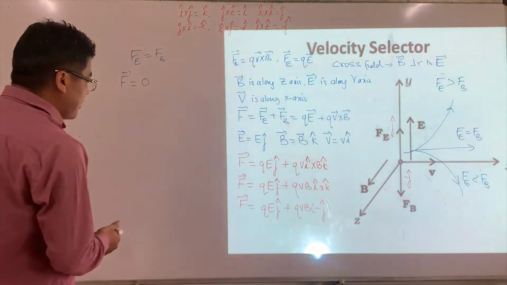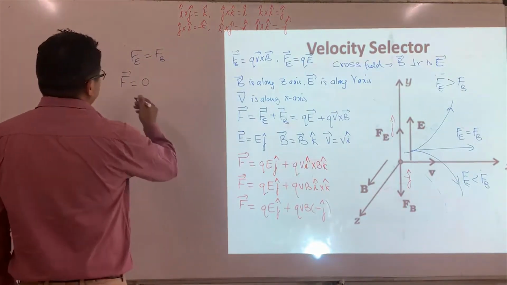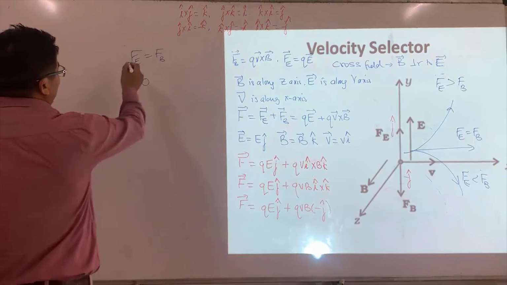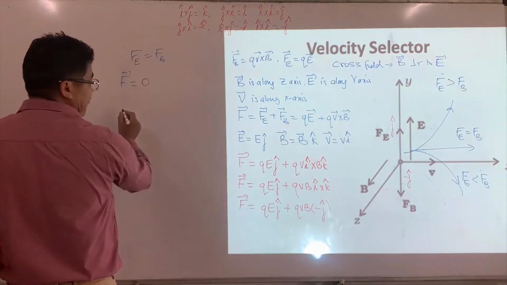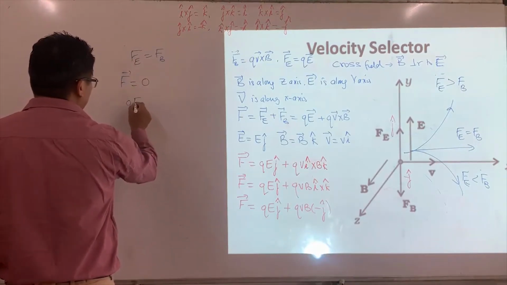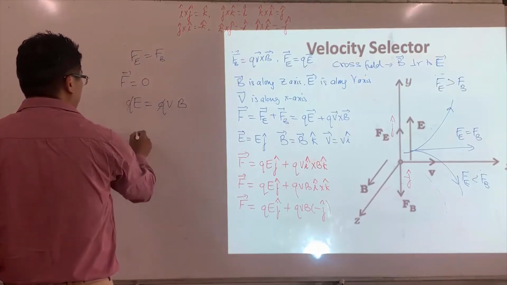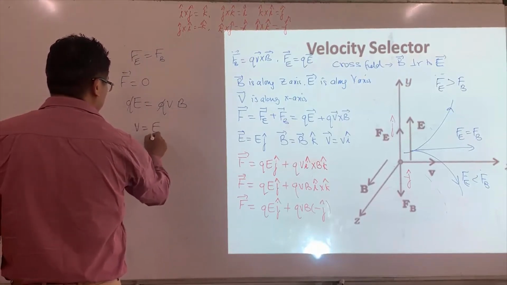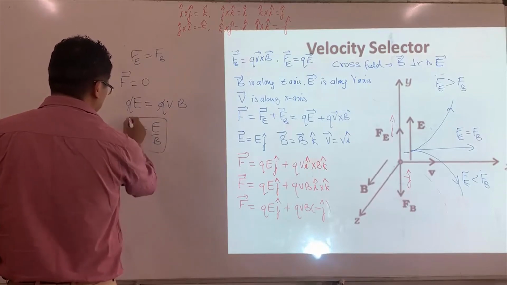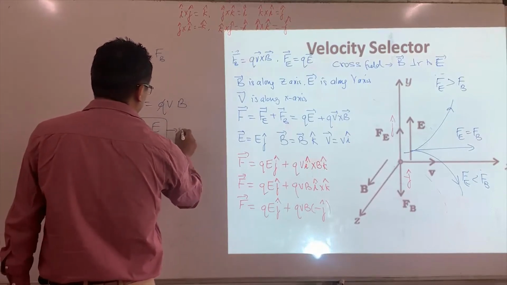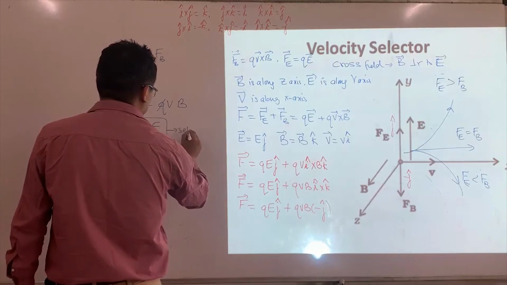Having this, now if F is equal to 0, if FE is equal to FB, then QE is equal to QVB. Q cancels out, V is equal to E by B. This is very, very important. This is what we call the selective velocity, right?